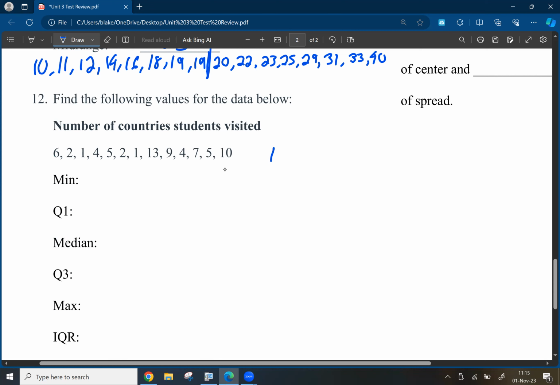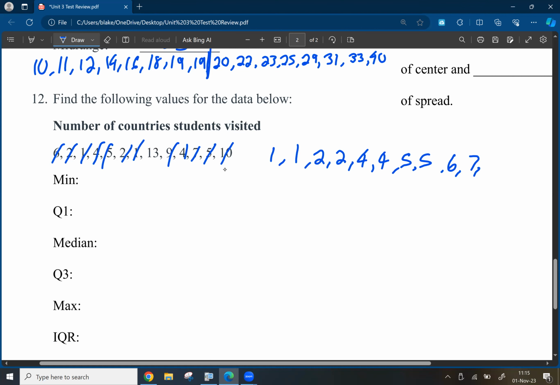So if we put them in order, we have 1, 1. We have 2 2s. We have a couple 4s, a 4 and a 4. We have a couple 5s as well, 2 5s. We have a 6. We have a 7, a 9, 10, and 13. So the minimum, of course, is 1. The maximum is 13. I'm going to go ahead and put those in there.